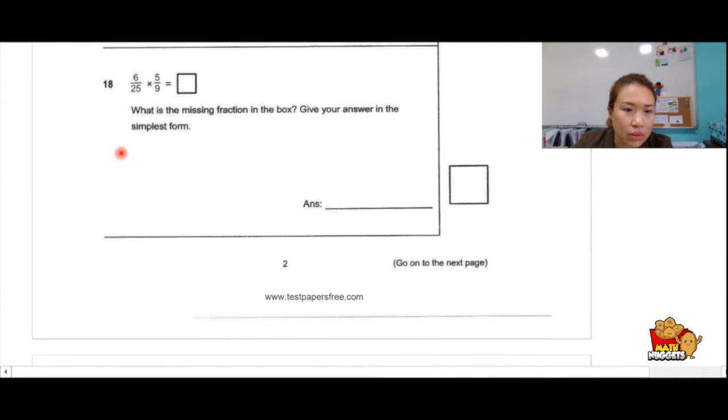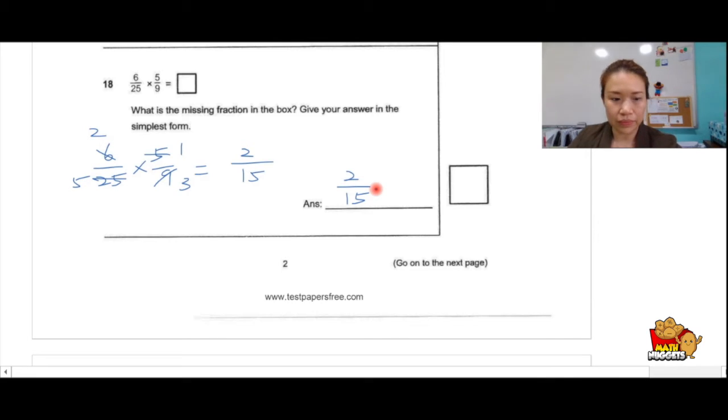Question 18. So we have to work out this fraction. You can do cross cancellation in this case, divided by 5, divided by 5, divided by 3, divided by 3. So we get 2 out of 15.